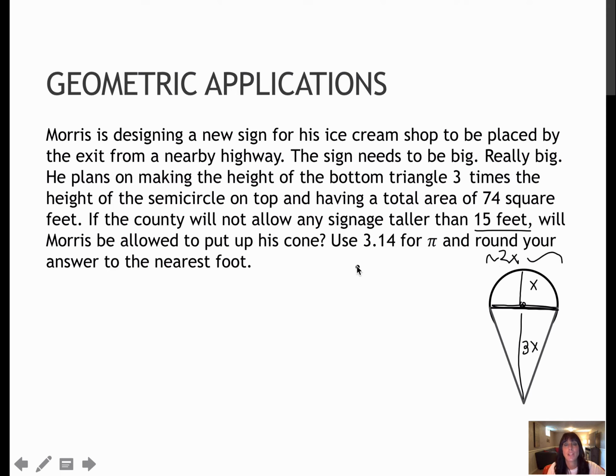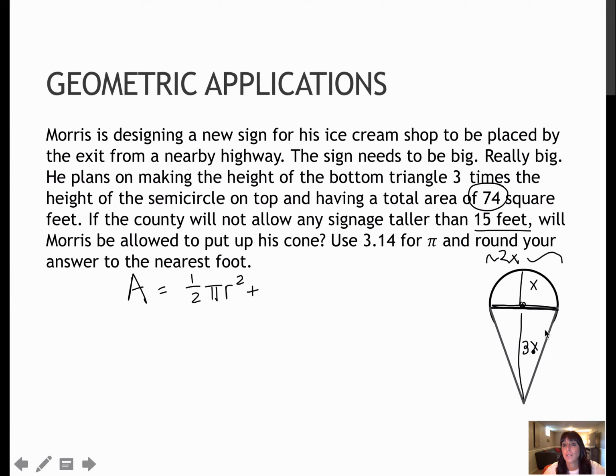So now we have everything we need to figure out the x's based on the total area of 74 square feet. So first, let's just look at the area of each of these parts of the figure. If I were to find the area of the figure, this is a semicircle, so half of a circle. A circle is pi r squared. I'm going to take half of that.